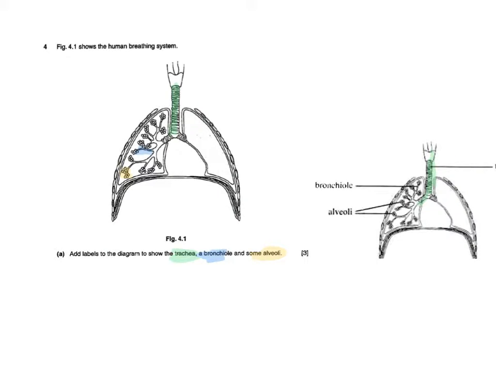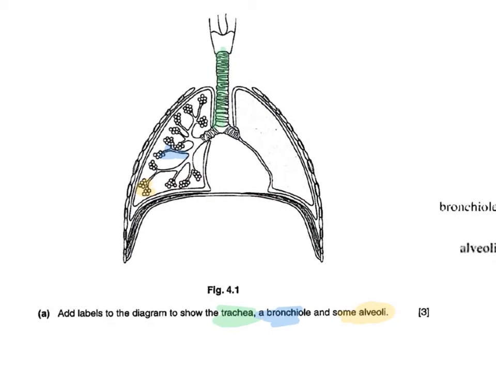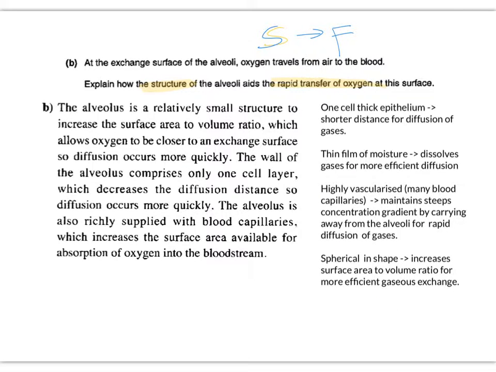Question 4, factual question. You should know by now where the trachea, the bronchioles, and the alveoli are. Structure to function, I've written some over here. There are 4 main ones that you can talk about. Now, I want you to think about what you would rank in terms of priority, or what is the so-called more important answer. I've highlighted some here for you. One cell thick epithelium, thin film of moisture, highly vascularized, spherical in shape to increase surface area. It's always structure to function in biology. So take note, always link back to your question, and feel free to pause the video to look at the 4.